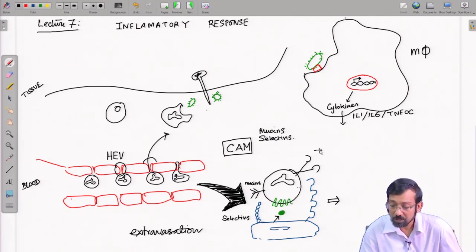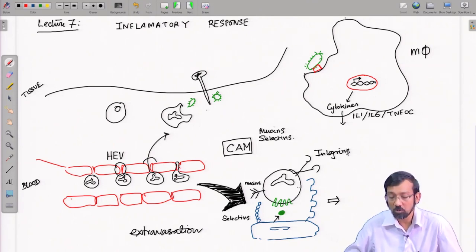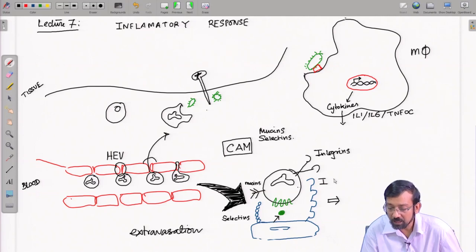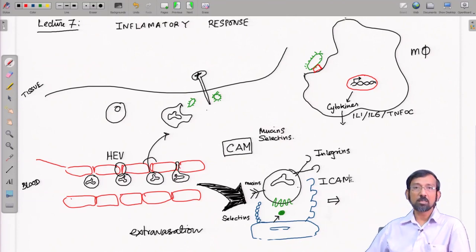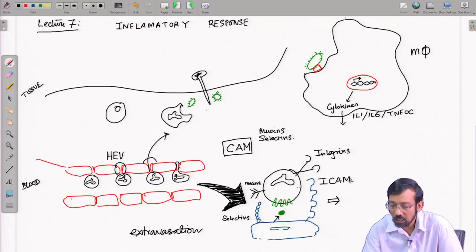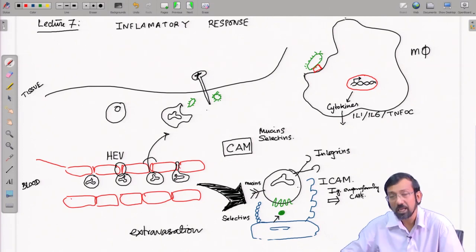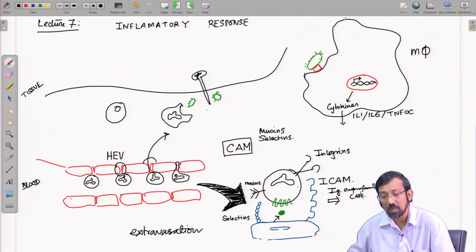Then you have the integrins, and a fourth class of the CAM, which are known as the ICAM, which are also known as the immunoglobulin superfamily cell adhesion molecules, or the Ig superfamily CAMs, and that is why they are known as the ICAMs.